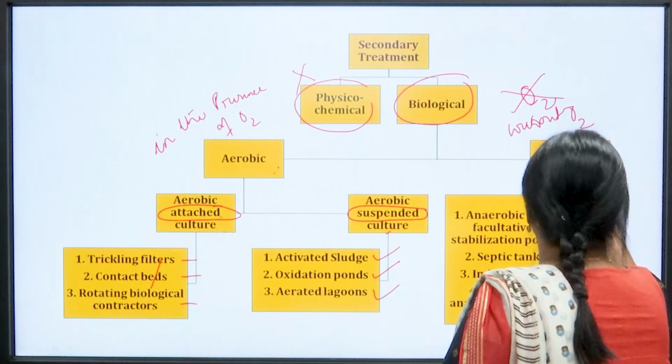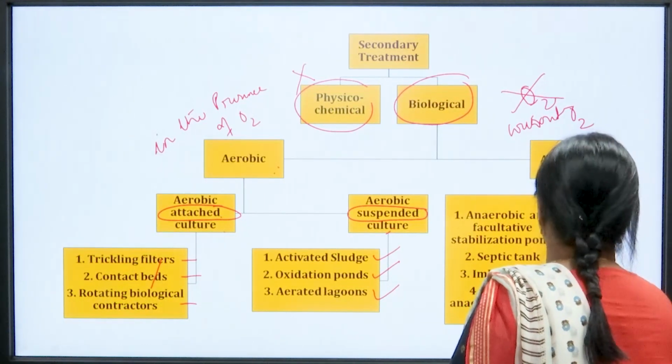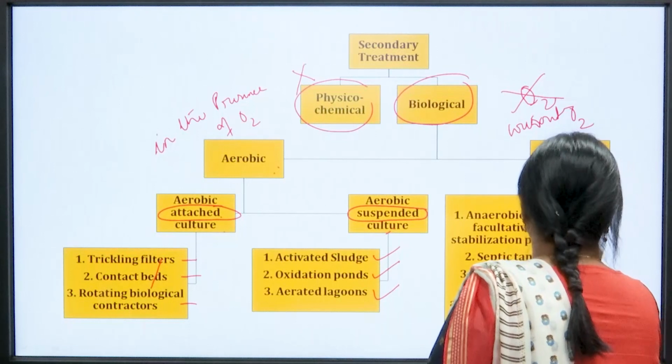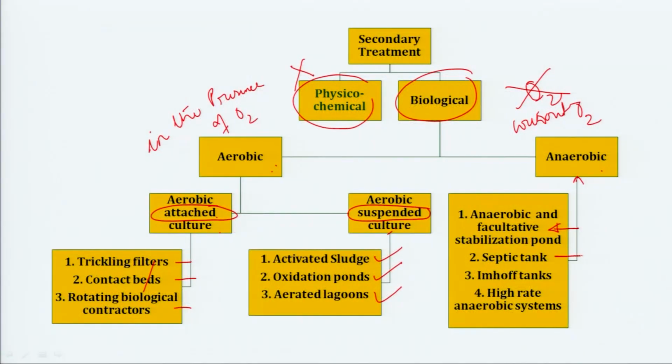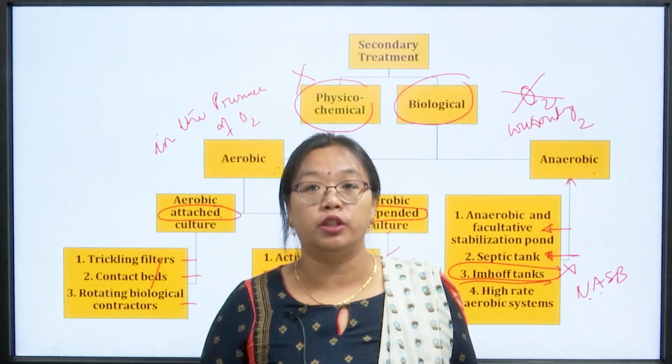Then in anaerobic we have other facilities like anaerobic facultative and stabilization ponds. Then we have the septic tank, which is a sort of sedimentation tank, but it is an anaerobic system. The Imhoff tank is right now not in use. Then we have other high rate anaerobic systems which are very much in use, like UASB, which is the upflow anaerobic sludge blanket. Very important, a new technology right now.